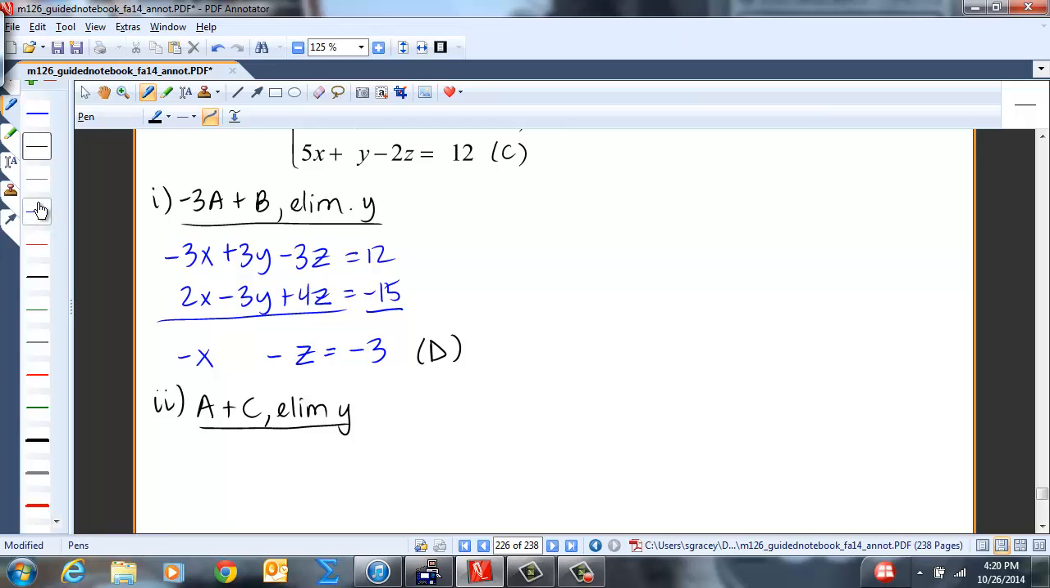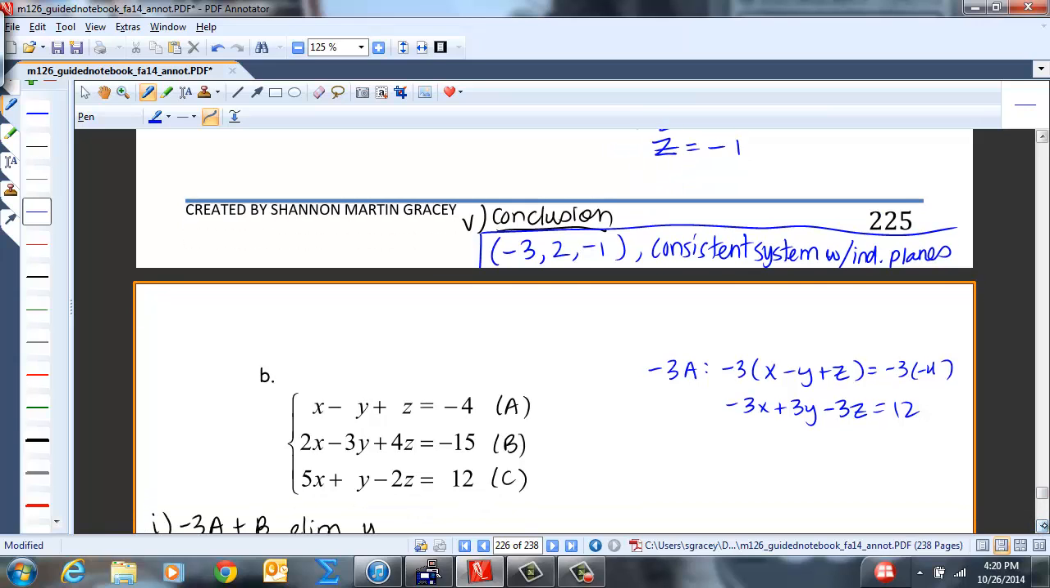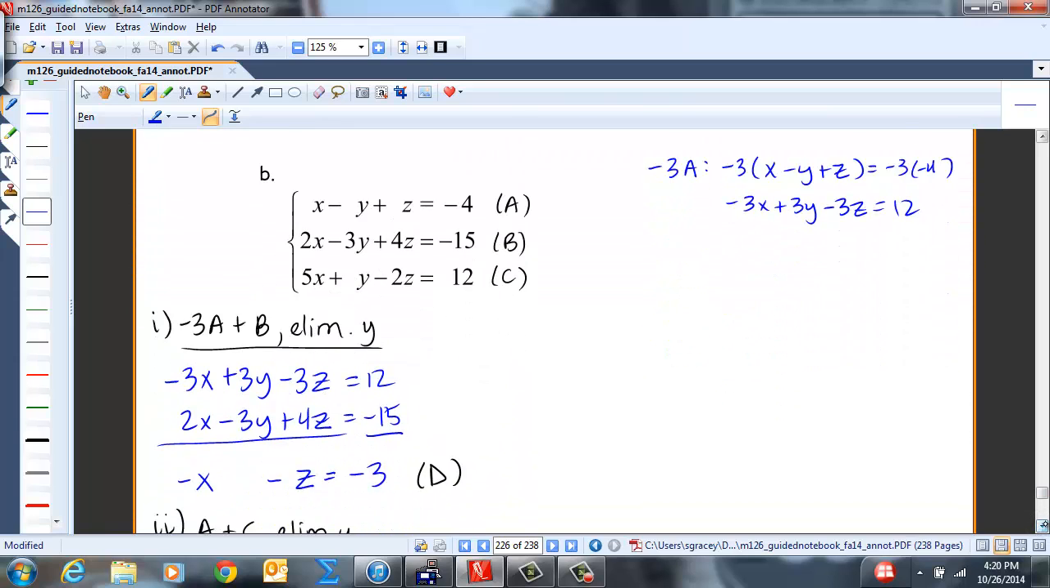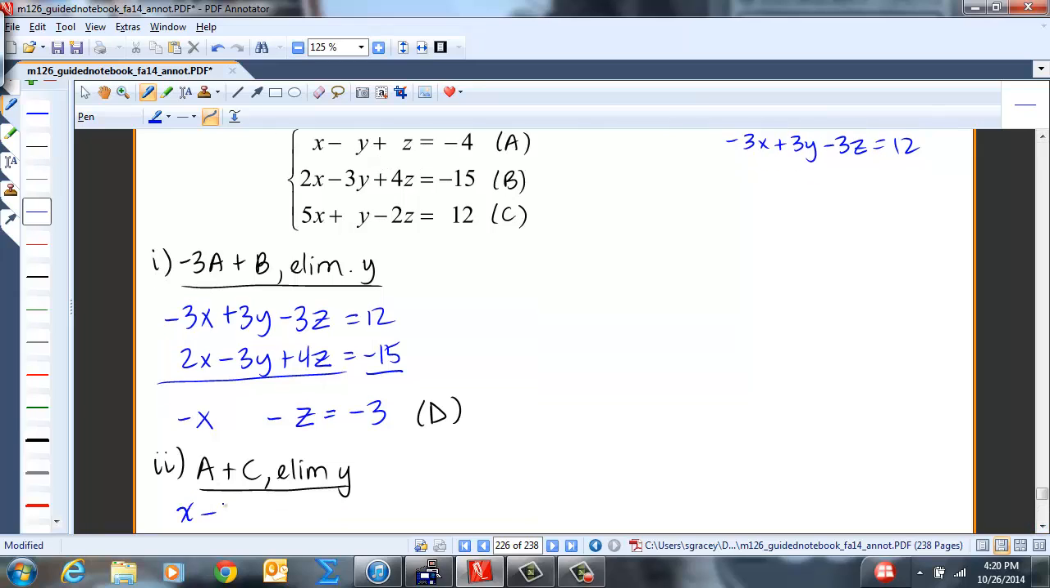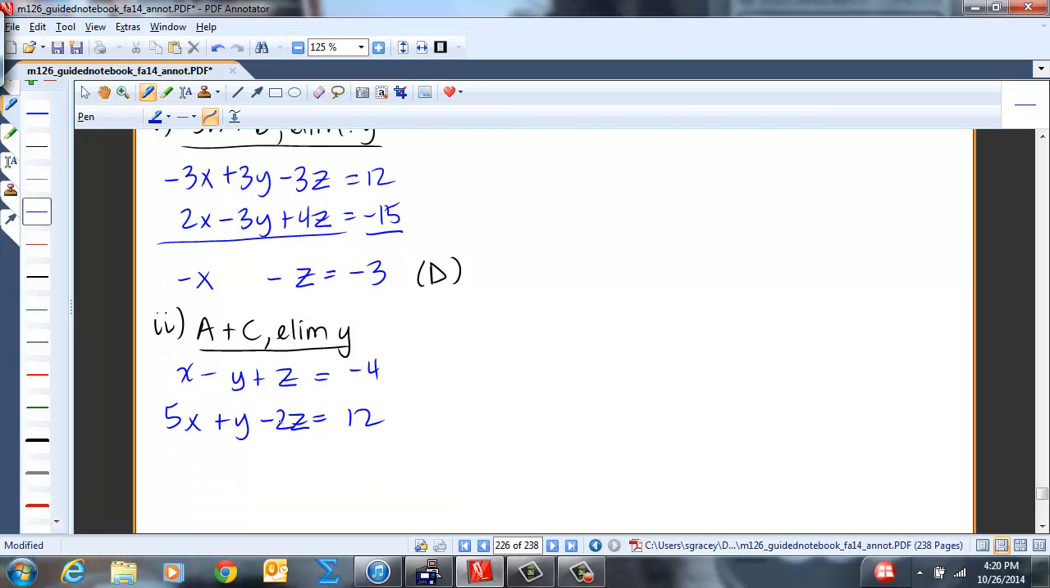So equation A was, what was it again? x minus y plus z is negative 4. And equation C is 5x plus y minus 2z is 12. So then, adding, we'll get 6x minus z equals 8. And we'll call this one equation E.